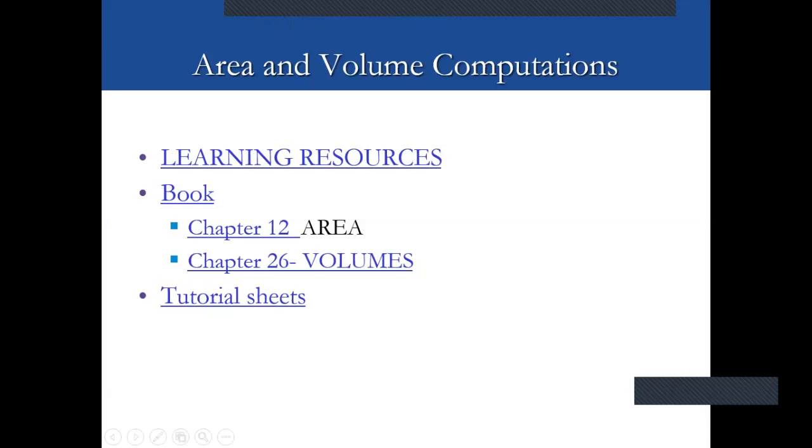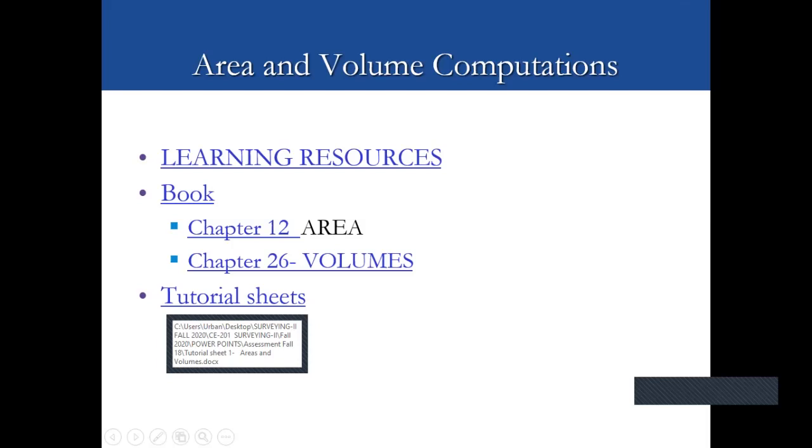Now, the first chapter that I'll be discussing, if you have a soft copy with you, is chapter 12 and chapter 26 is the area. This particular topic I'll be teaching you in a couple of weeks. And then I always have tutorial sheets, you can say assignment sheets, that we will solve time and again to learn those problems.